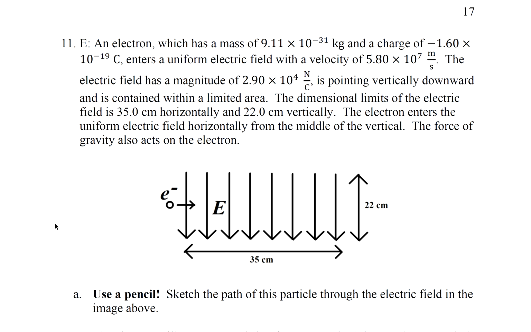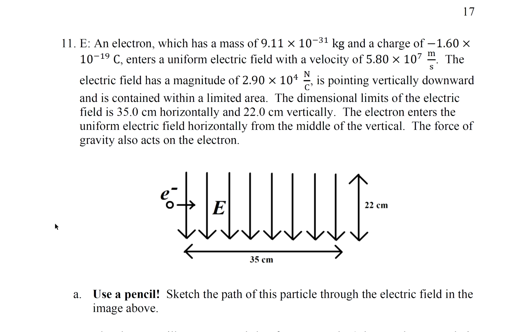Question 11. An electron which has a mass of 9.11 times 10 to the minus 31 kilograms and a charge of minus 1.60 times 10 to the minus 19 coulombs enters a uniform electric field with a velocity of 5.8 times 10 to the 7 meters per second. The electric field has a magnitude of 2.9 times 10 to the 4 newtons per coulomb, is pointing vertically downward, and is contained within a limited area. The dimensions of the electric field region are 35 centimeters horizontally and 22 centimeters vertically.